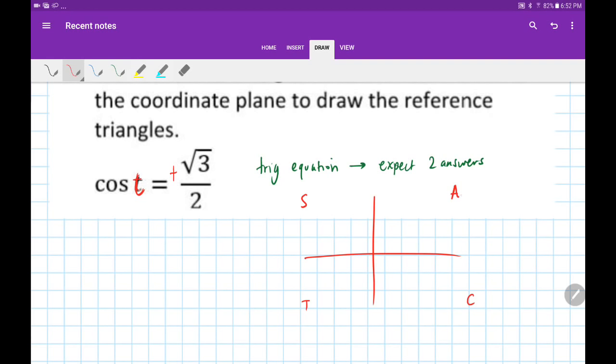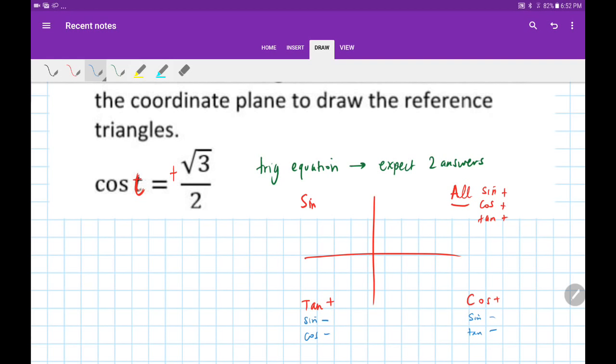Well, in the first quadrant, all of them are positive, right? Sine, cosine, and tan, they're all positive. In the second quadrant, only sine is positive. In the third quadrant, only tangent is positive. That means that sine is negative and cosine is negative because only tangent is positive here. And then in the fourth quadrant, only cosine is positive, meaning sine is negative and tangent is negative over here.